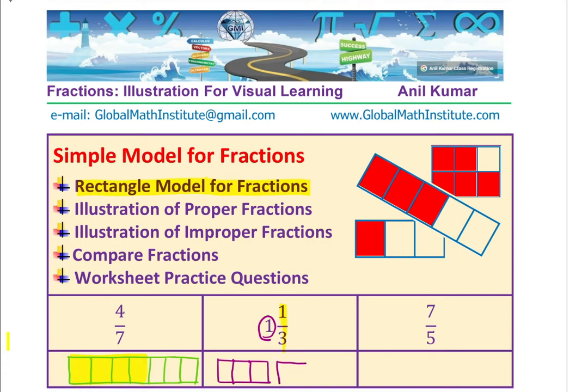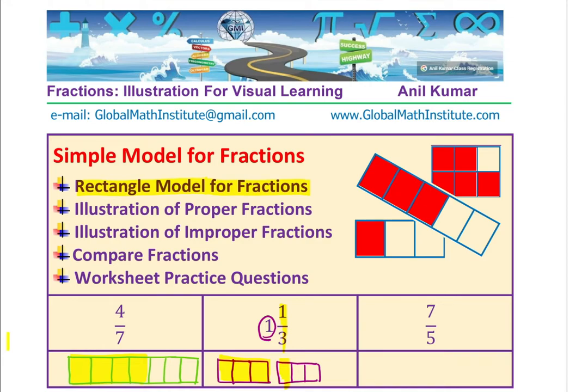The second one, I'll again make exactly same rectangle and divide this into 3 equal parts. Now, how much should I shade? Well, because of that 1, I'll shade whole and then 1 out of 3. Make sense? That is how we are going to show it. Let's take the last one, which is 7 over 5.